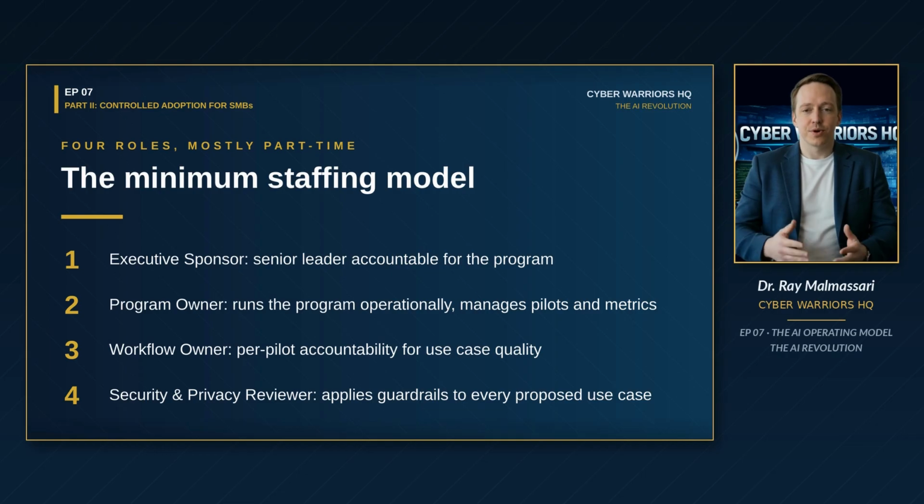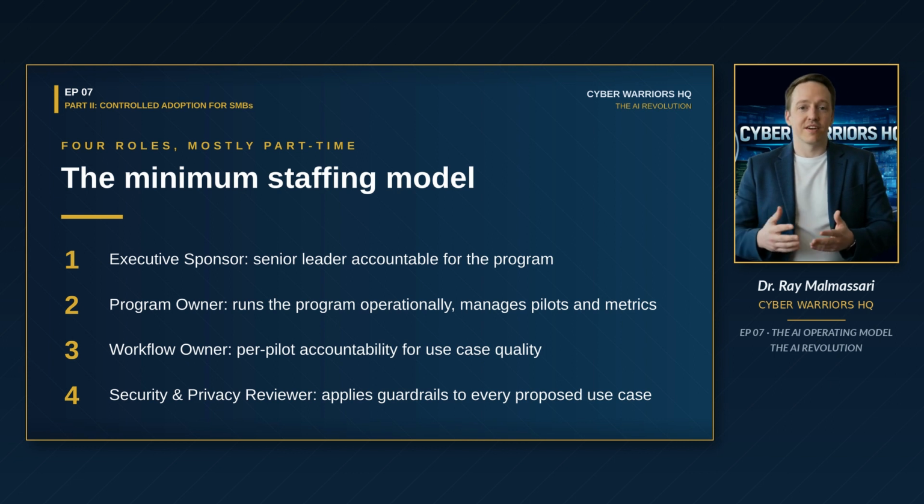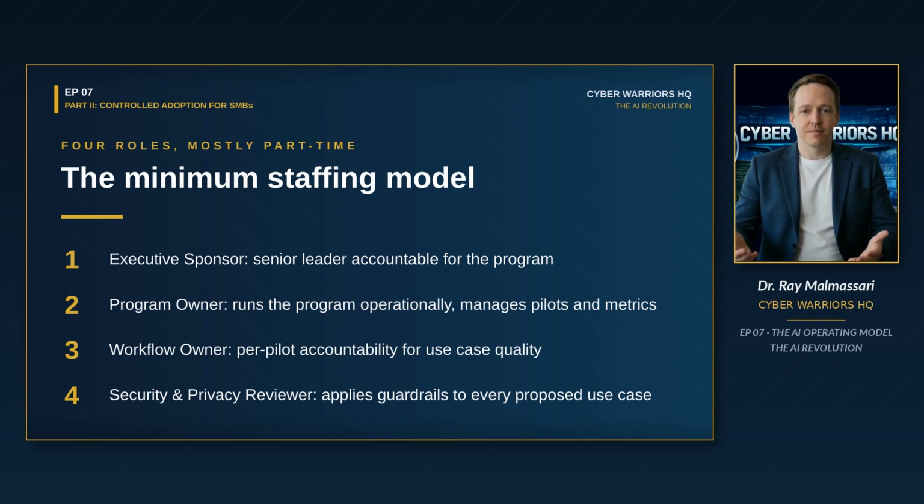Role 2, program owner. The person who runs the AI program operationally, coordinates pilots, tracks metrics, manages the intake pipeline, and reports to the sponsor. This is usually the role that scales over time. At 20 employees, it might be your head of operations doing this part-time. At 500 employees, it might become a dedicated role.